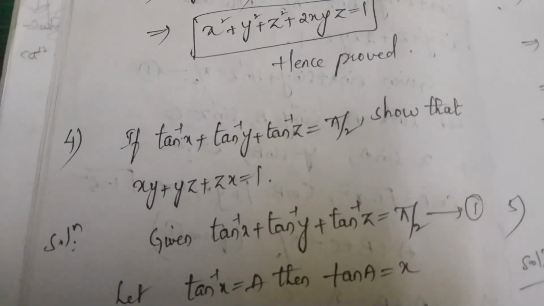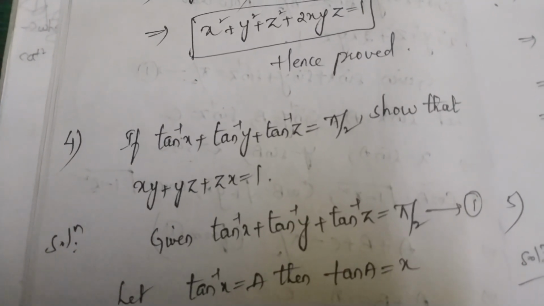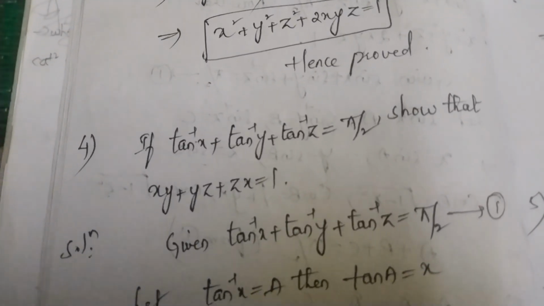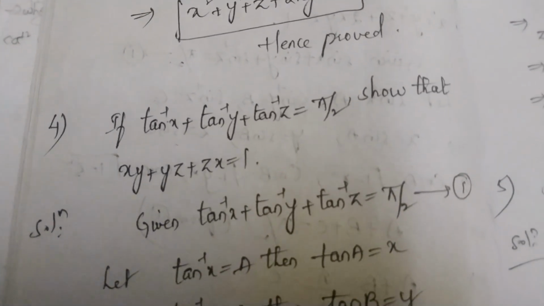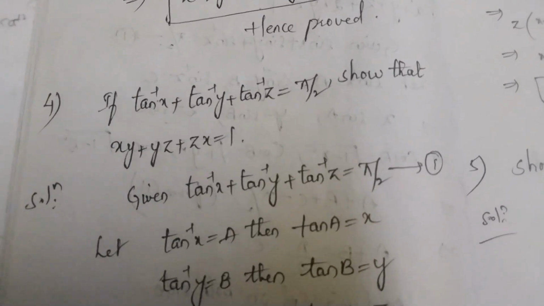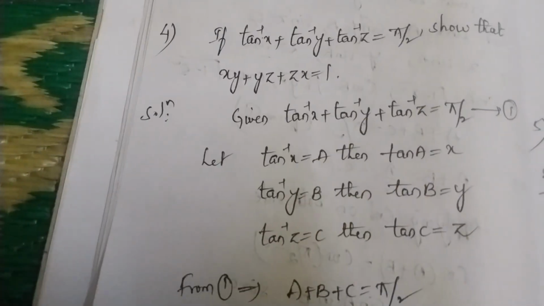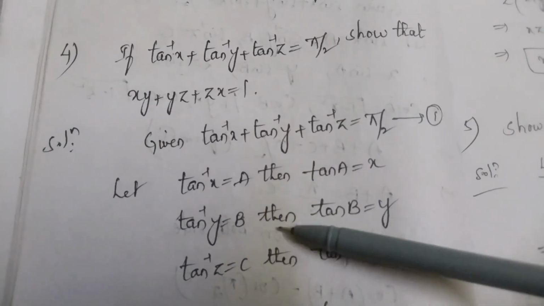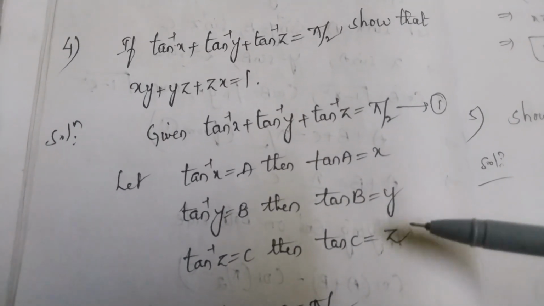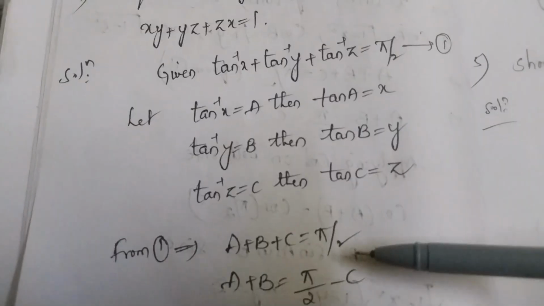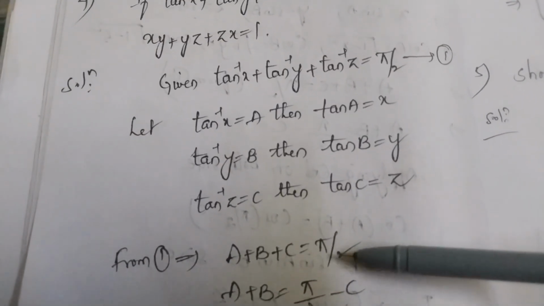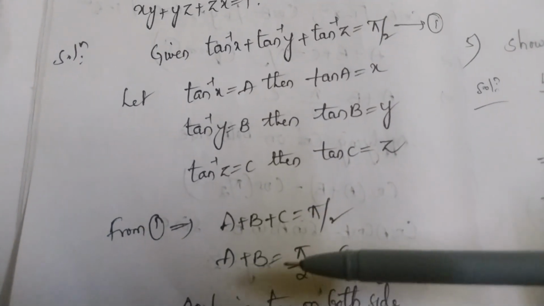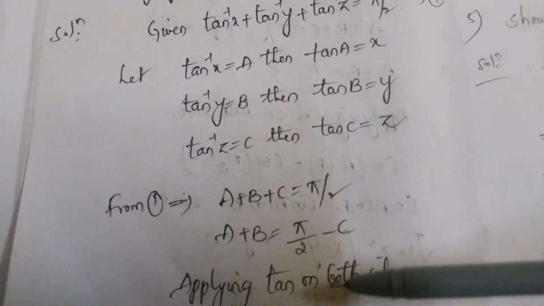The next question is tan inverse x plus tan inverse y plus tan inverse z is equals to pi by 2. So again the same thing. Let tan inverse x is equals to a, tan inverse y is equals to b, tan inverse z is equals to c. Then x is equals to tan a, y is equals to tan b, z is equals to tan c. So from equation 1, it is clear that a plus b plus c is equals to pi by 2, because after substituting here we get a plus b plus c equals to pi by 2. Then a plus b is equals to pi by 2 minus c.